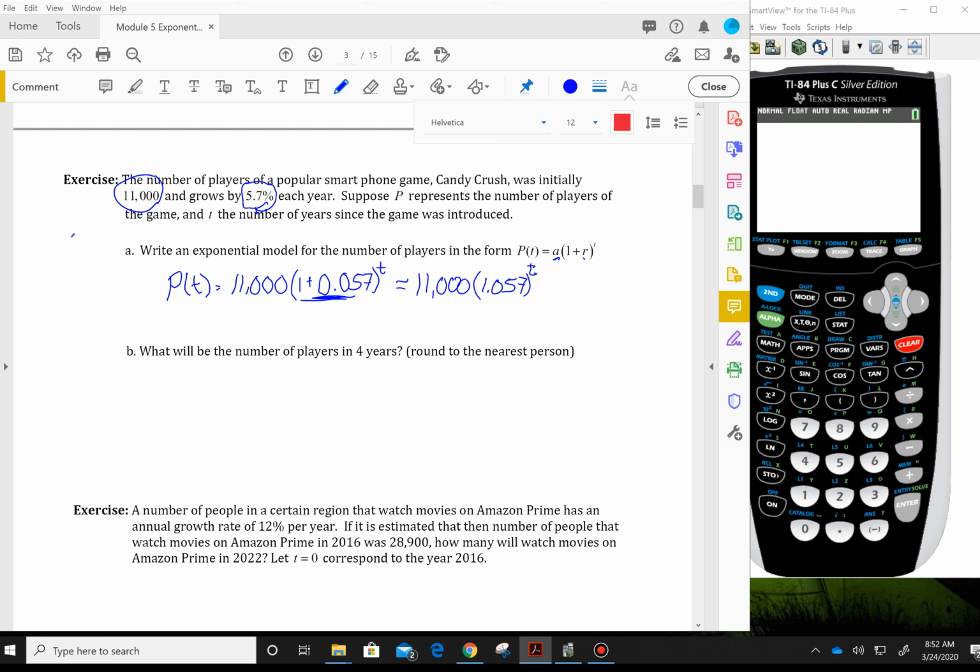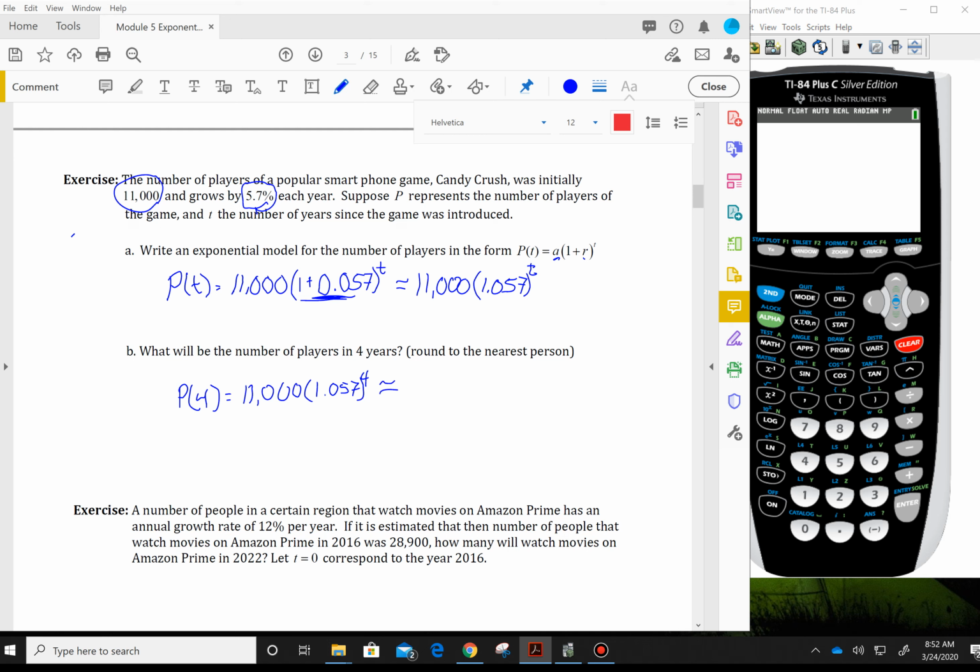Part B. What will be the number of players in 4 years? Here we're asked to calculate what is P of 4. And that would be the 11,000 times 1.057 raised to the 4th. And I'll use our calculator to help me with this.